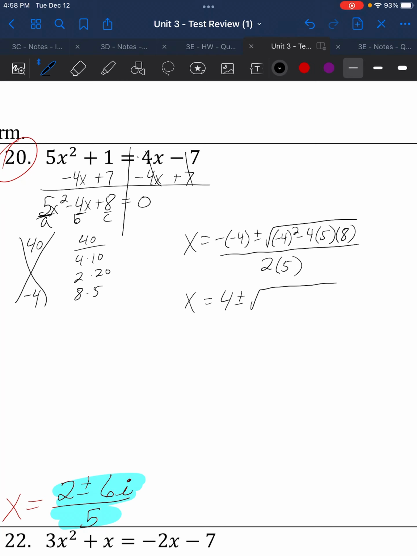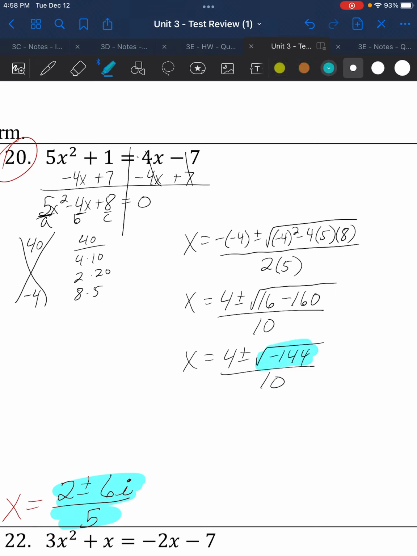So opposite of negative 4 is positive 4. I try to simulate what I would do as a student. So negative 4 squared is 16. Negative 4 times 5 is negative 20. Times 8 is negative 160. Divided by 2 times 5 is 10. We have 4 plus or minus the square root of negative 144 over 10.